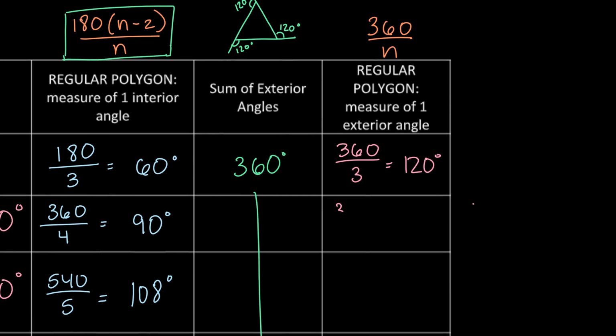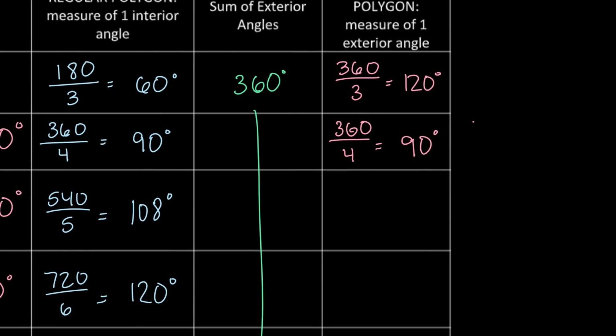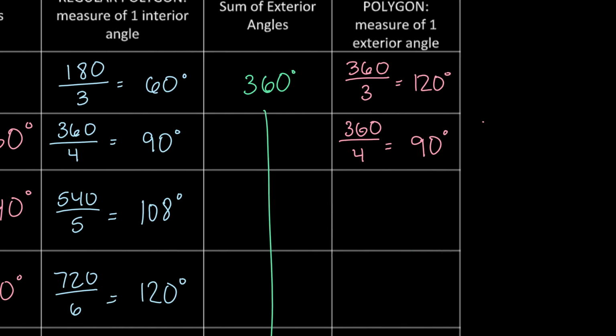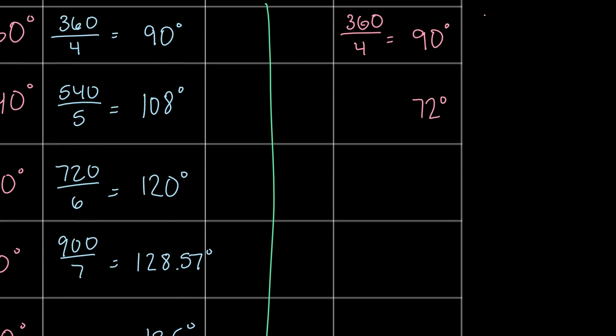Then 360 divided by what for a quadrilateral, you think? 4 is 90. Okay, you guys finish up the column. What did you get for this third one? A pentagon. Haley? 72. What did you get for the next one, Sam? For a hexagon. 60.